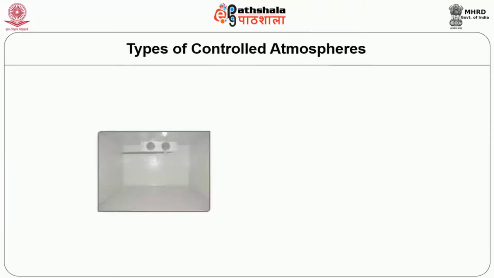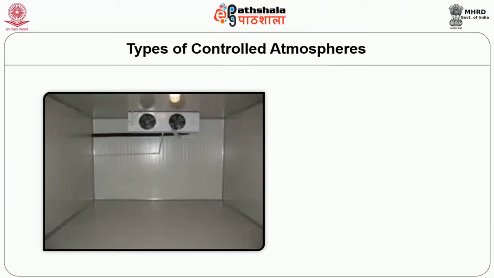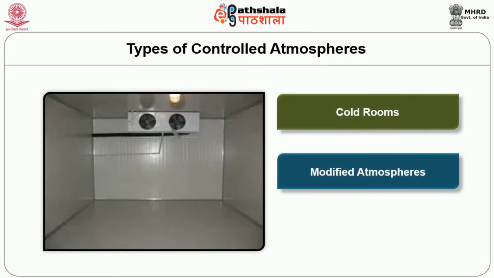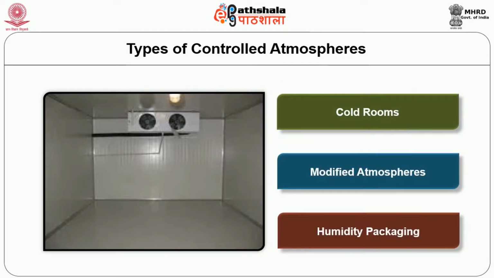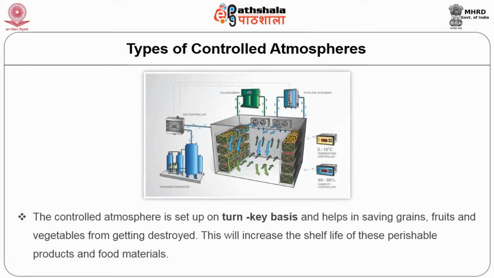Looking at the types of controlled atmospheres, they include cold rooms, modified atmospheres, and humidity packaging. The controlled atmosphere is set up on a turnkey basis and helps in saving grains, fruits and vegetables from getting destroyed. This will increase the shelf life of these perishable products and food materials.